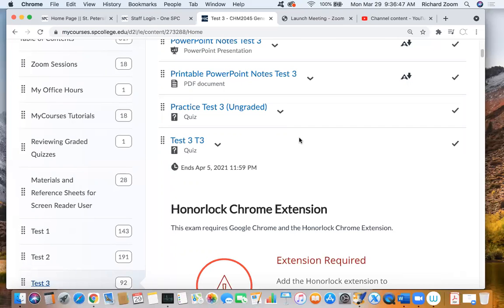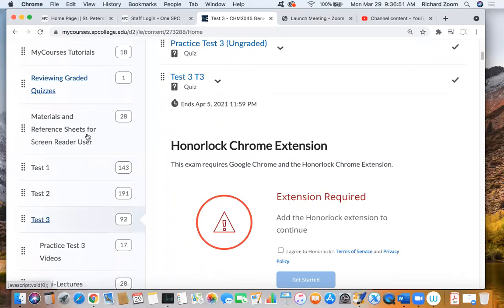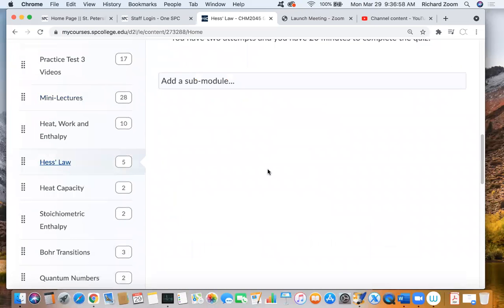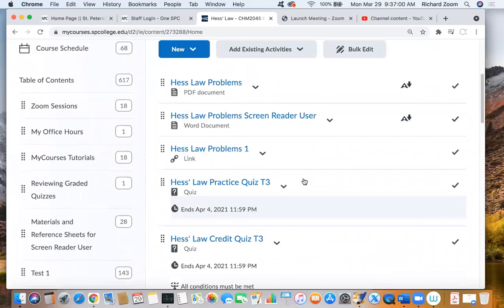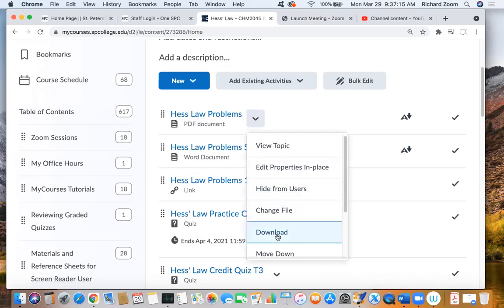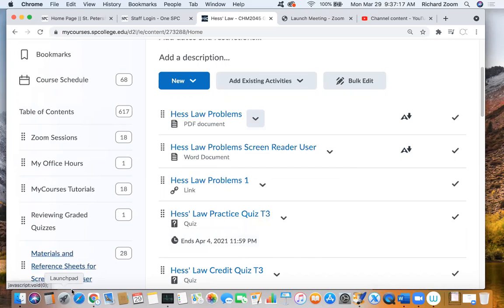Anybody have any other questions just about what we're doing here? All right. So with Hess's law, these are the ones that people tend to have the most problems with. I think the other things we've gone through aren't that bad. It's really just Hess's law that I think is going to be an issue. So I'm going to open up this document here. I'll download it. These are Hess law problems.